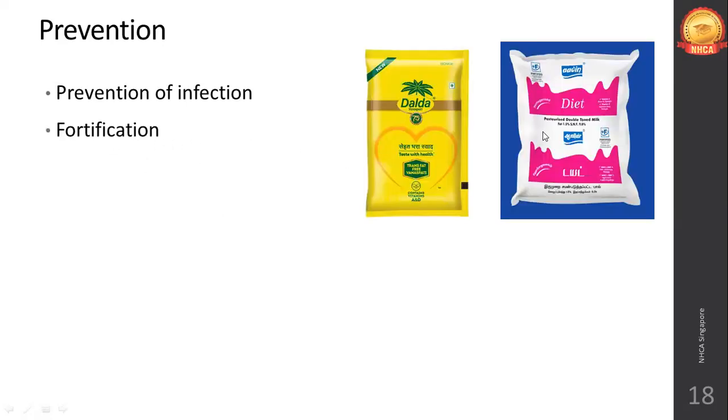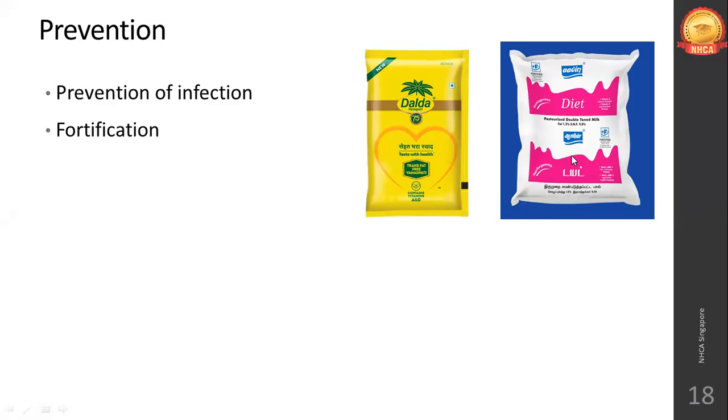Fortification. Here you can see Aavin is a milk brand in the state of Tamil Nadu. It is said that a 500 ml package of milk has around 1,000 international units of vitamin A. So the Tamil Nadu government has funded this particular brand of milk to be fortified with vitamin A.